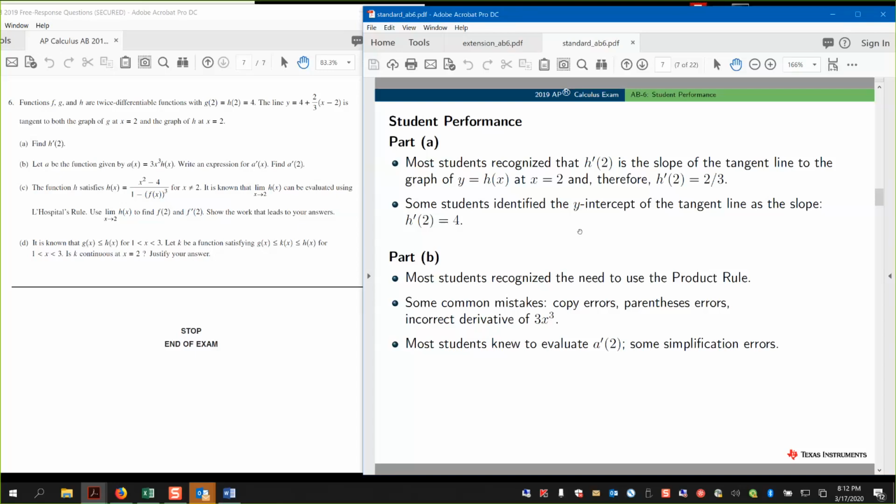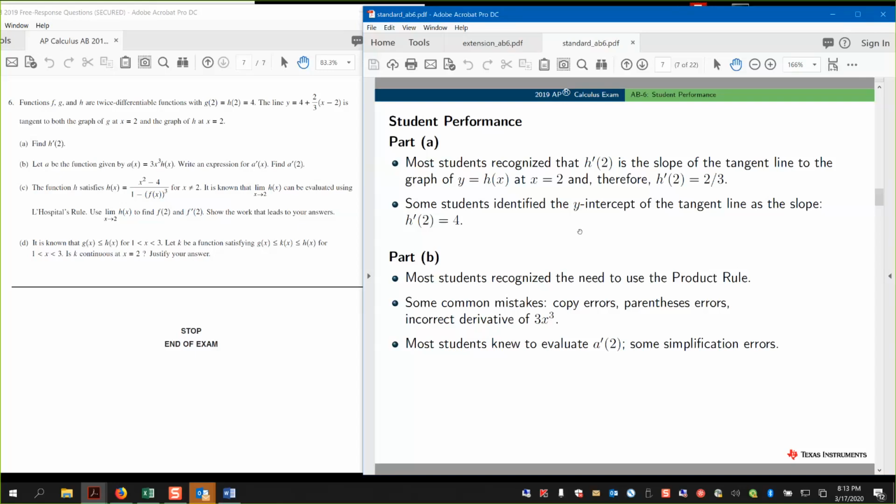In part B, most students knew that in order to find a prime of x, they had to use the product rule. That's a good thing. However, unfortunately, I think that there were a lot of non-calculus errors here. Some copy errors, some parentheses errors, and some incorrect derivatives of a simple function here, 3x cubed. Now, most students knew that they needed to evaluate a prime of 2 once they had a prime of x, but there were several simplification errors, again, non-calculus errors.